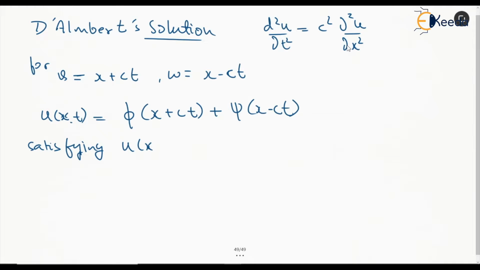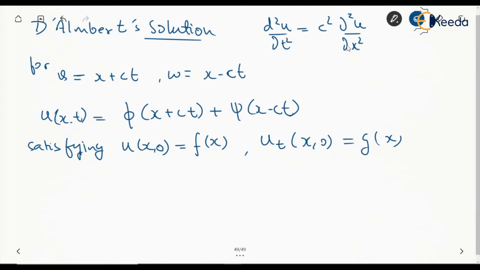u(x,0) equal to f of x, this is the initial condition, and u_t(x,0) as g of x. So this is about the initial displacement and this is about the initial velocity, right? So these are the initial conditions, in short IC.